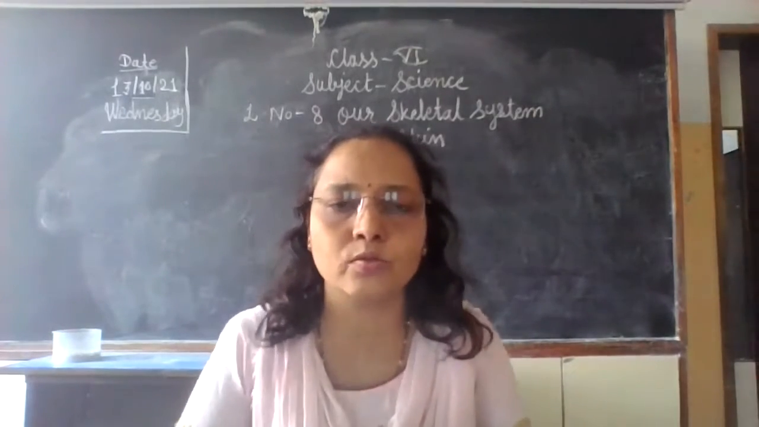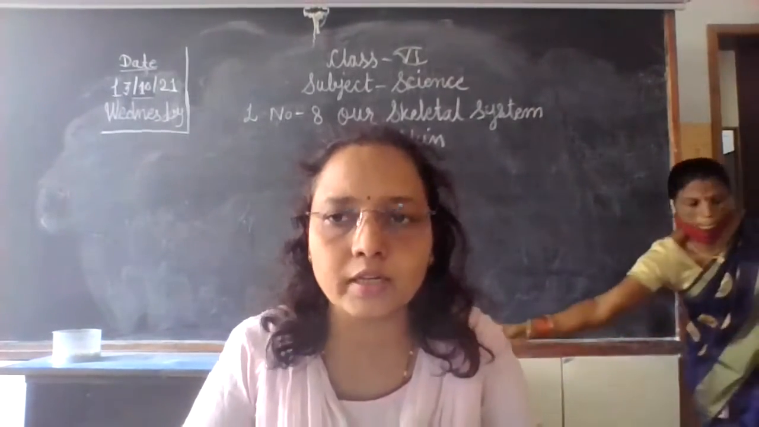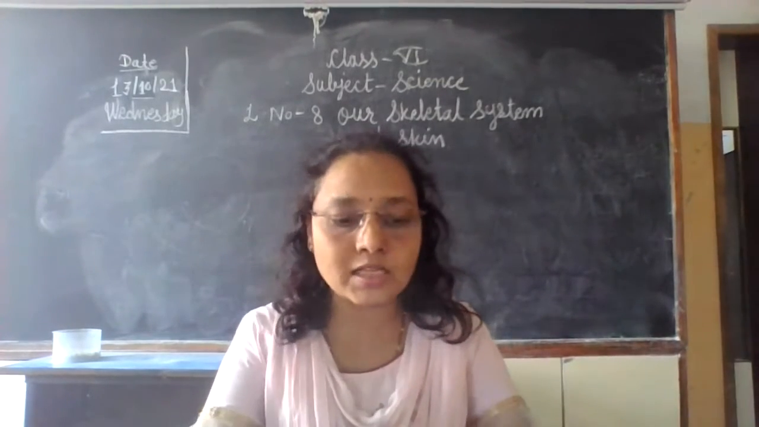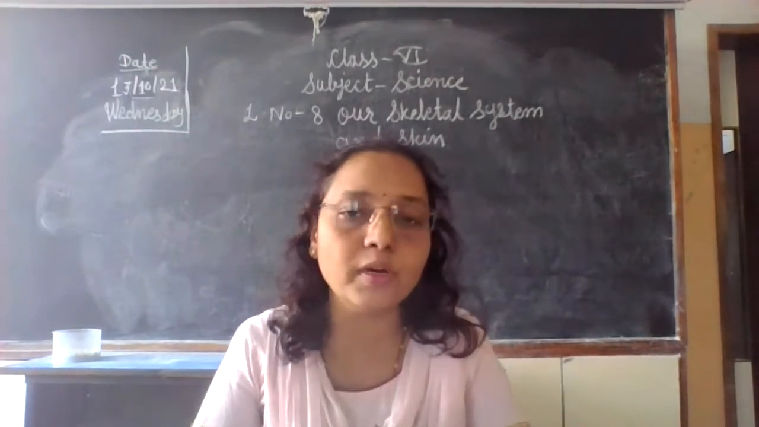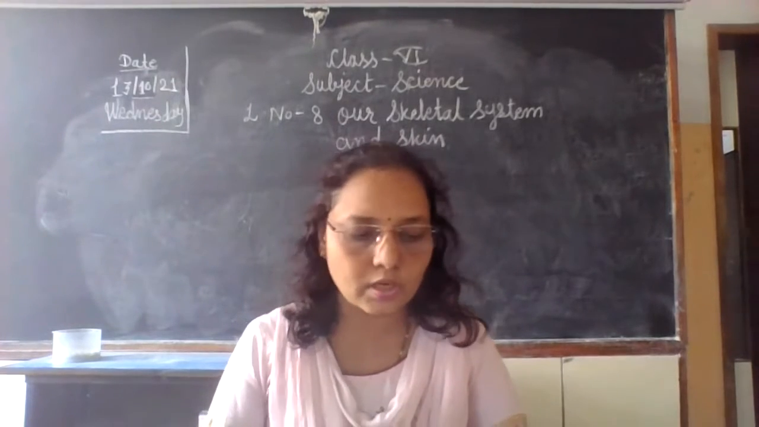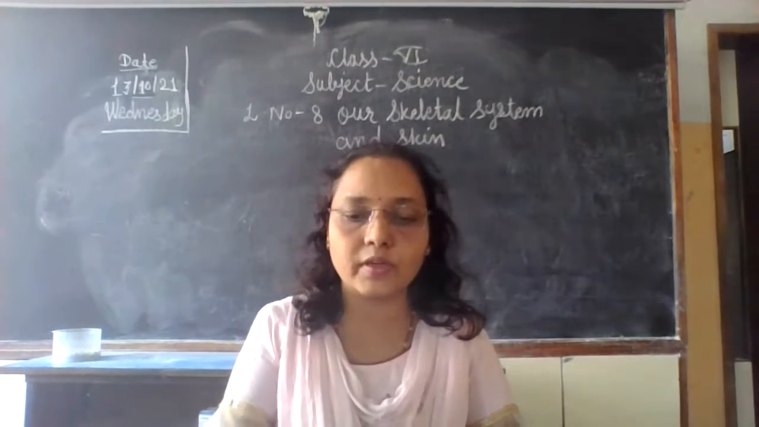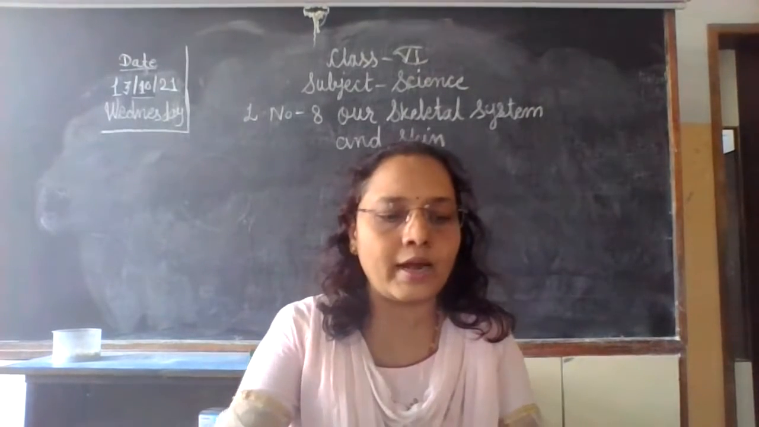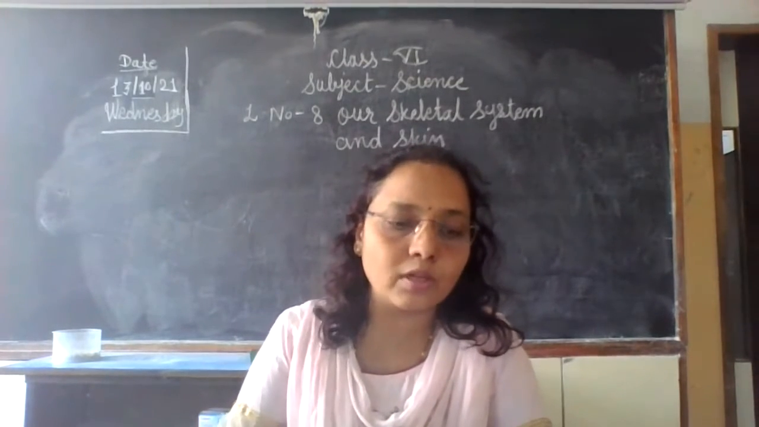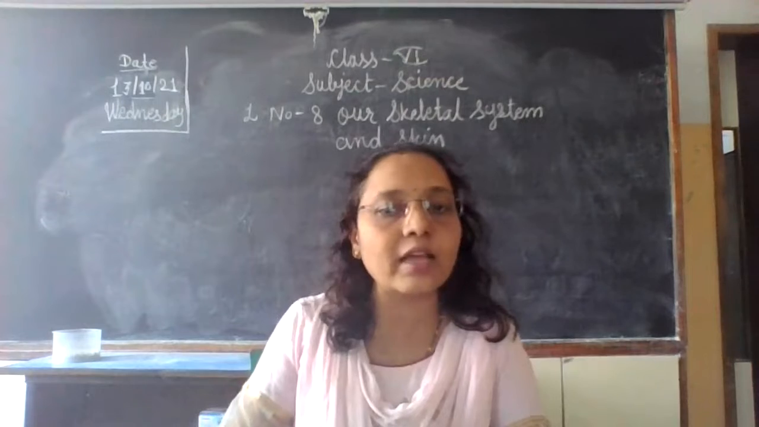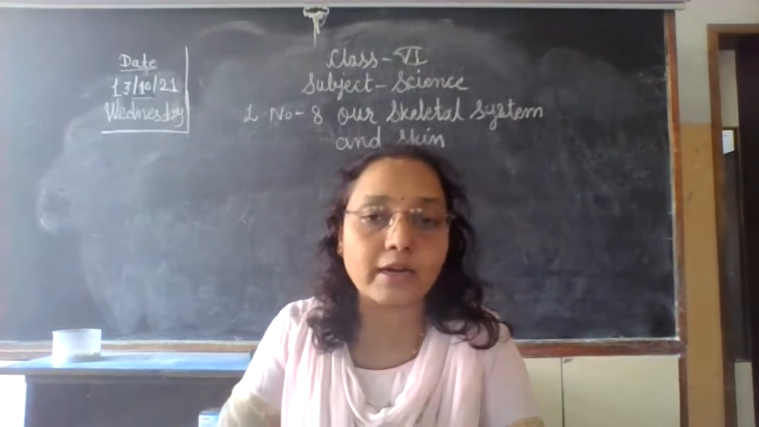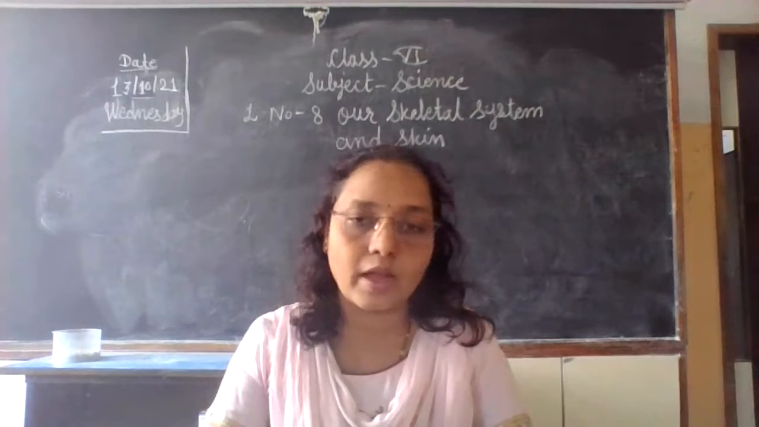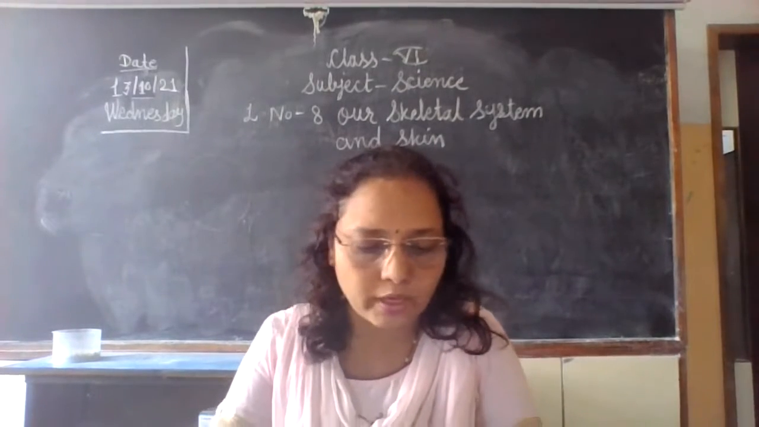Morning children. So we are going to learn about our skeletal system and the skin. In our last video, we learned about the human skeletal system. A human skeletal system means it is a framework of bones. Okay. And we learned about the axial skeleton. The axial skeleton is divided into three parts, that is the skull, rib cage and the spine.